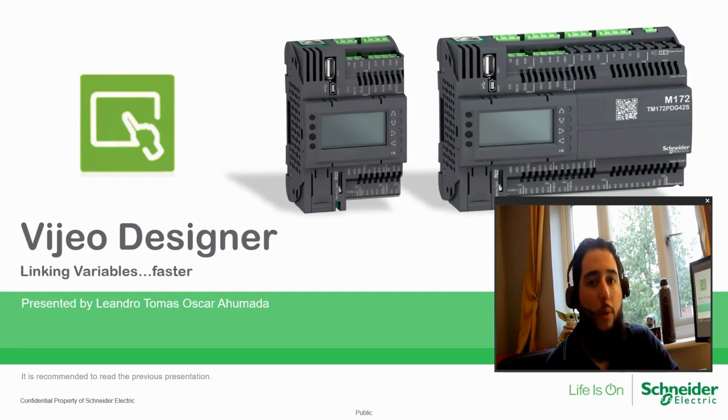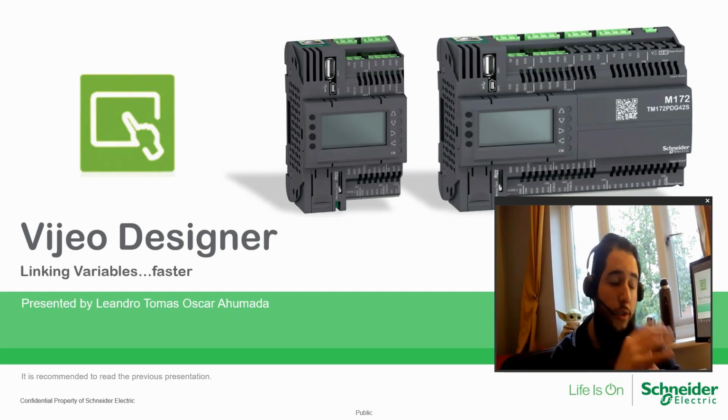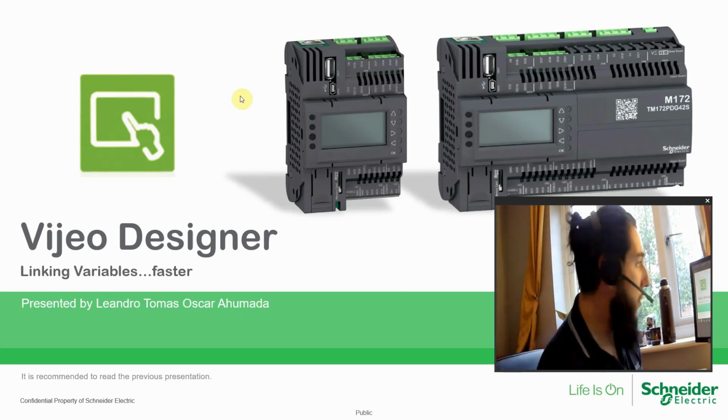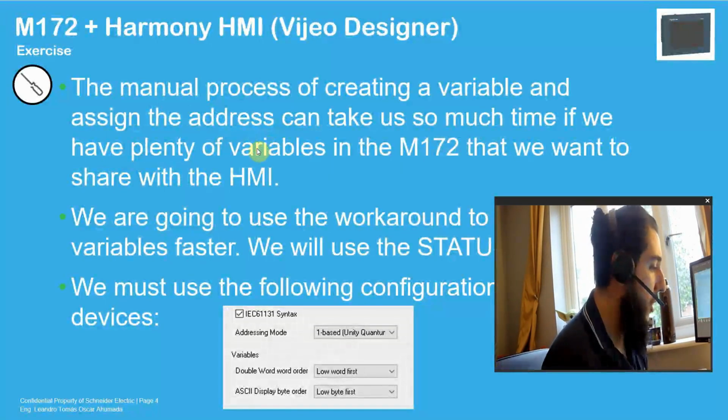In this part of the module, we're gonna see how we can link the variables from the PLC into the Vijeo Designer in a faster way. So what we need to do is to first know the variables that we want to share from the PLC to the HMI, and then use an Excel file to copy the variables from the PLC into this Excel, and then in there we need to configure some details and then export that file to be imported into the Vijeo Designer. So if we go back to the presentation, there is an exercise that we need to do.